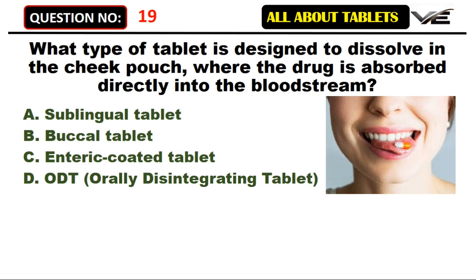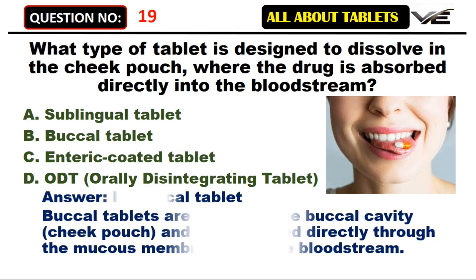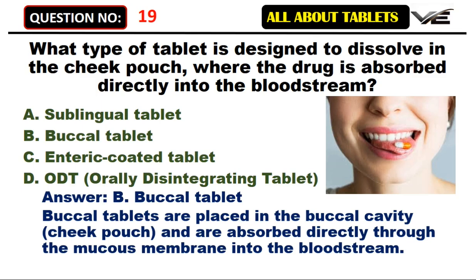What type of tablet is designed to dissolve in the cheek pouch, where the drug is absorbed directly into the bloodstream? A. Sublingual tablet. B. Buccal tablet. C. Enteric-coated tablet. D. ODT, orally disintegrating tablet. Answer. B. Buccal tablet. Buccal tablets are placed in the buccal cavity, the cheek pouch, and are absorbed directly through the mucous membrane into the bloodstream.